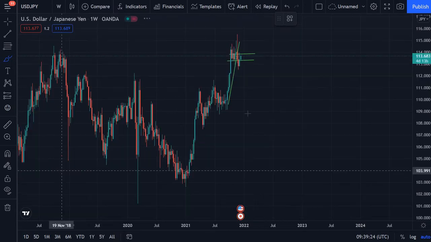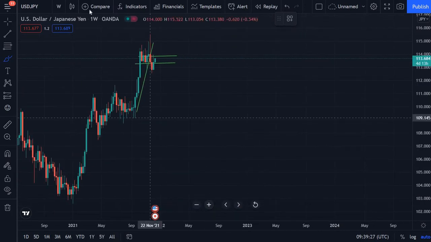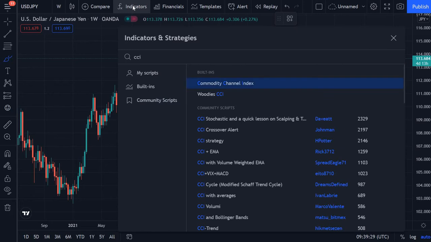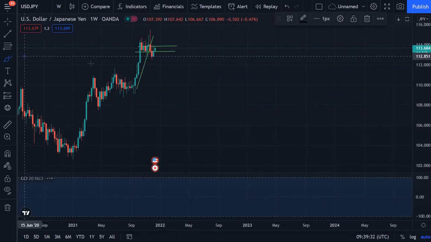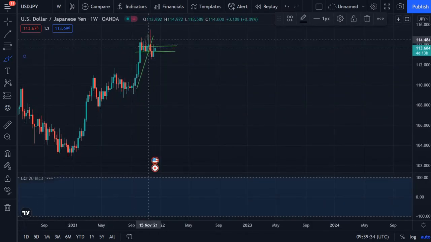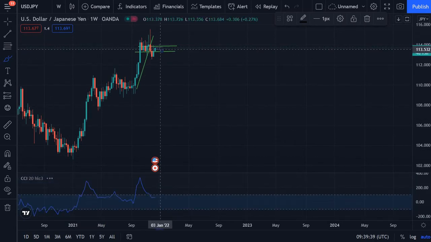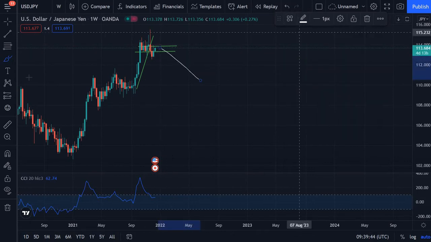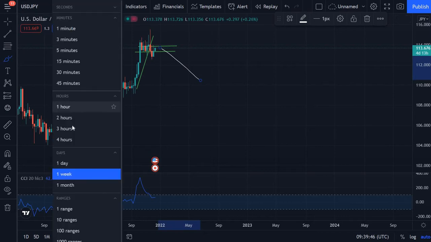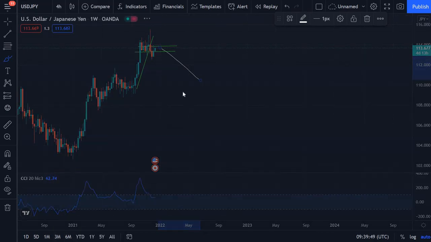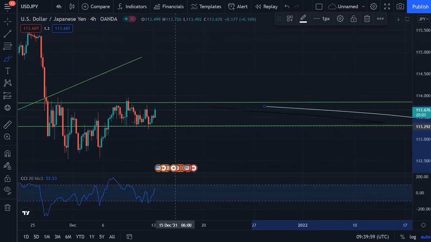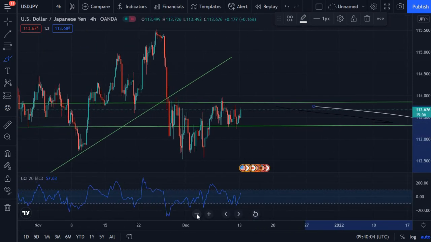Let's check the weekly real quick. Here, big bearish candlestick on the weekly, which could look something like this, where we head to the downside at some point. Let's check the 4-hour chart. The 4-hour chart will basically be going here back and forth.